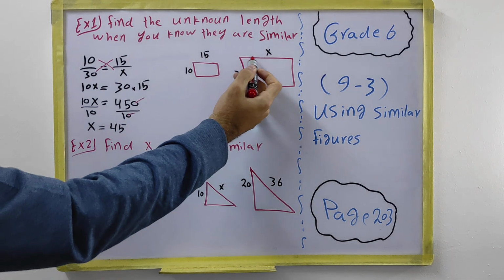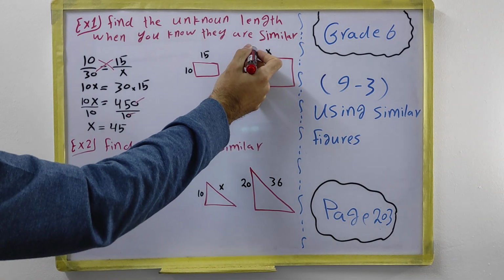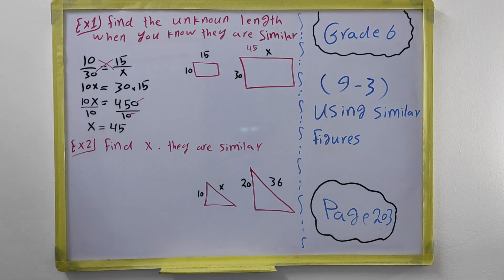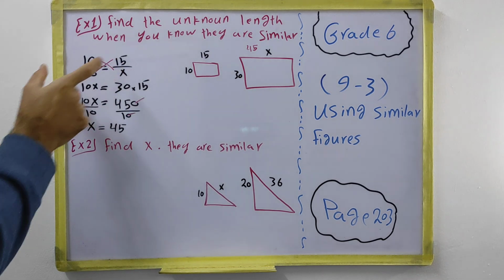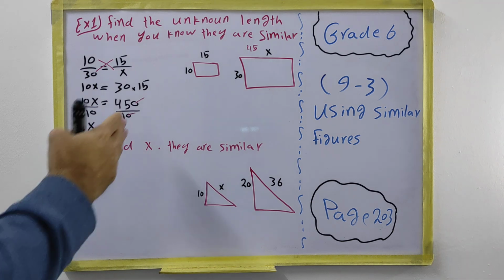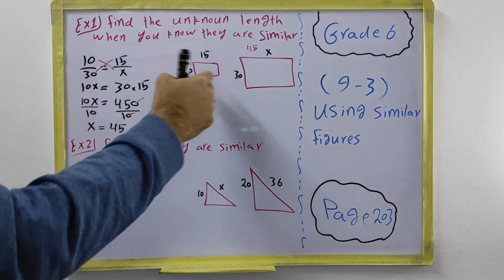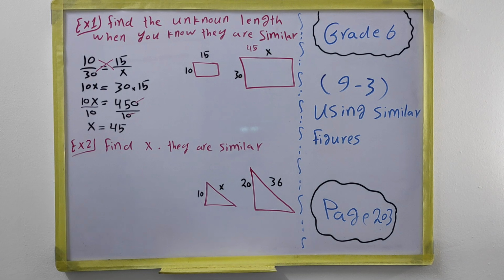It means this side must be 45. We found it because we knew that they are similar. Always we are going to use this rule: the side over the corresponding side is equal to the other side over the other corresponding side.